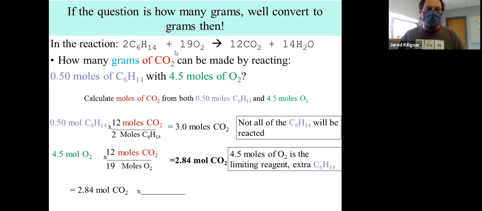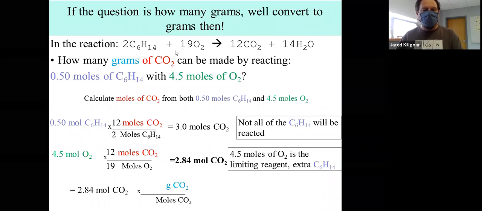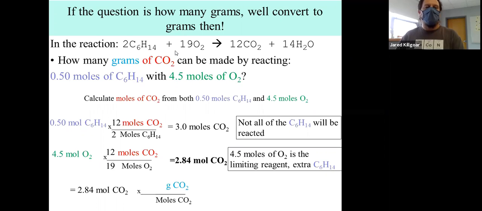However, if I want to know mass, I can go one step further, and I can simply look up on the periodic table my mole ratio to gram ratio of CO2, which is my molar mass of CO2. You look up on the periodic table, carbon is 12.01 grams per mole, and there's one of them. Oxygen is 16.00 grams per mole, and there's two of them. So the molar mass is the sum of that, which is 1 mole would be 44.01 grams. So that would give me a mass of 125 grams of CO2.